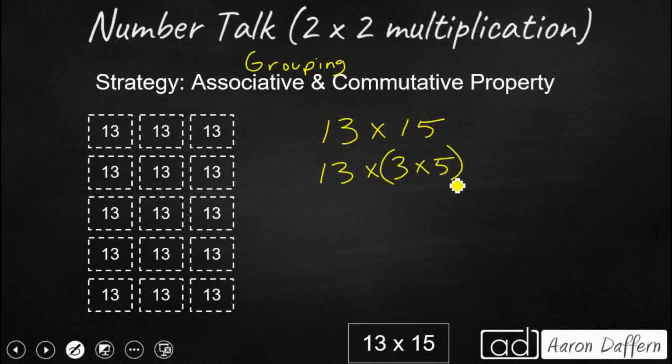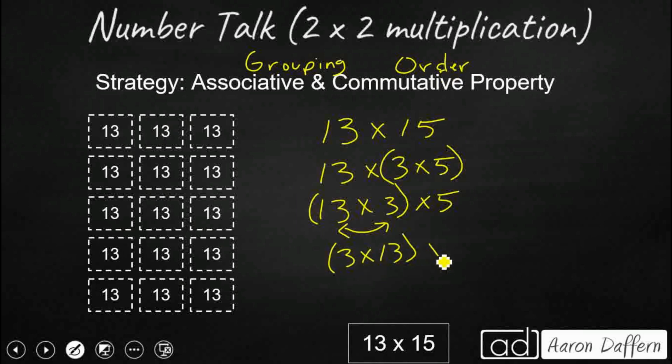So instead of 13 times 15, we have 13 times 3 times 5. And the associative property just lets us regroup this. I want to shift the parentheses, and I want to put my 13 times 3 together. Still going to give me the same answer. But now I don't want 13 groups of 3, I want 3 groups of 13. This is where the commutative property comes in. That's my order property. So I want 3 groups of 13. And then I want to use the commutative property one more time. I want to do 5 groups of 3 groups of 13.